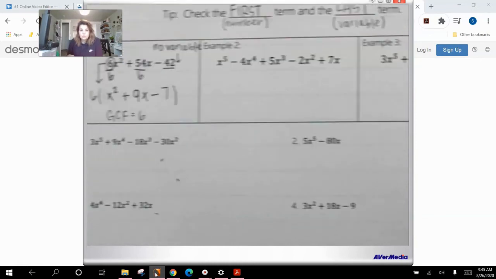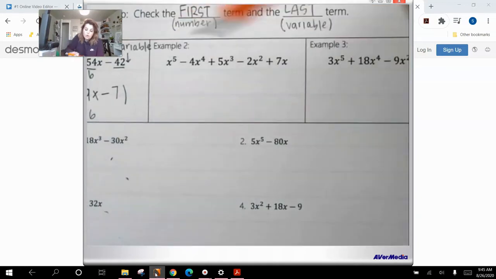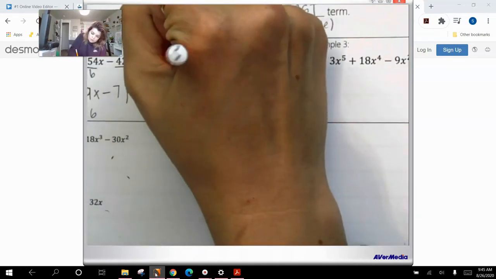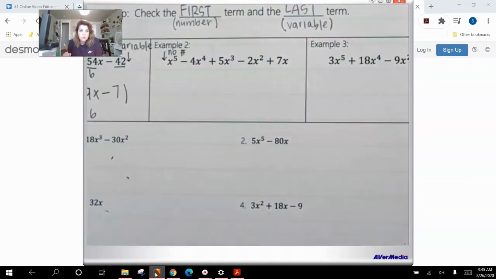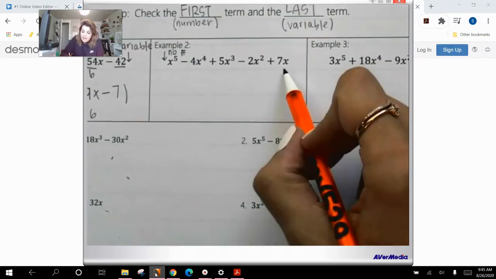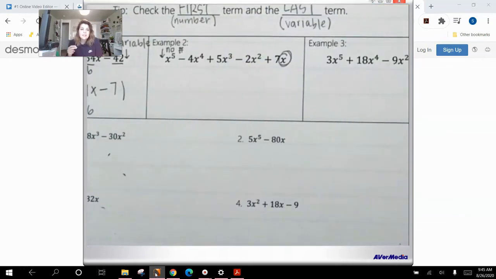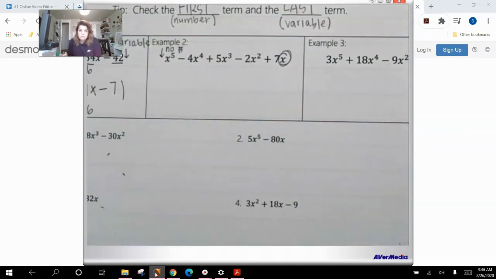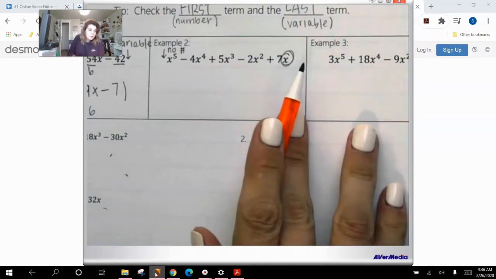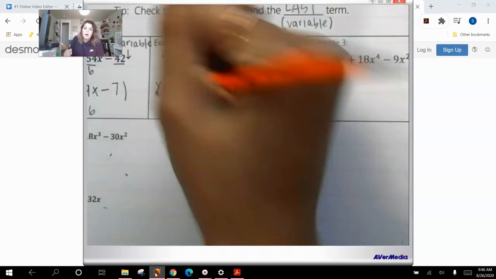Okay, example 2. So on all of these, we look at the first and the last term. There's no number on the first term. So we're not going to factor out or take out a number from this algebraic expression. I look at the last term and it has an x. So I can take out or factor out an x from every single term. So I'm going to bring this GCF out to the very front and draw a parenthesis.